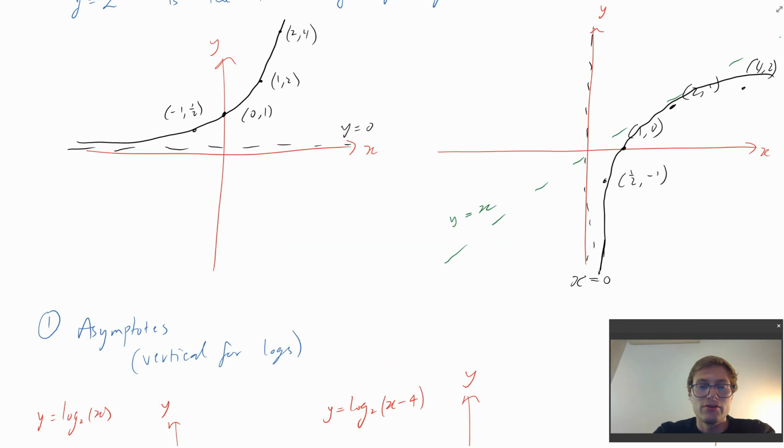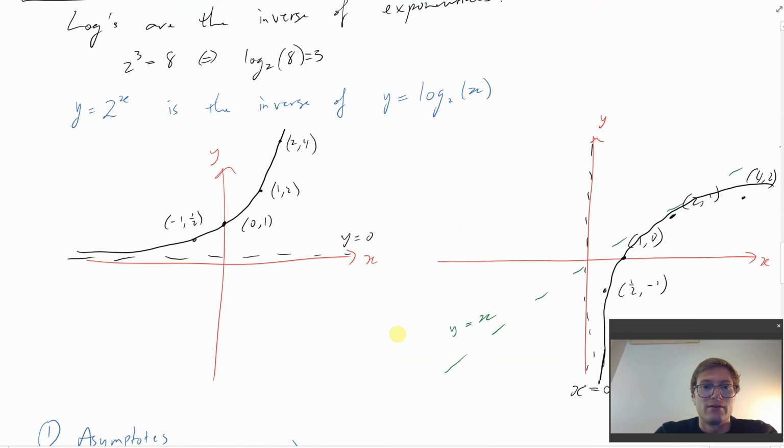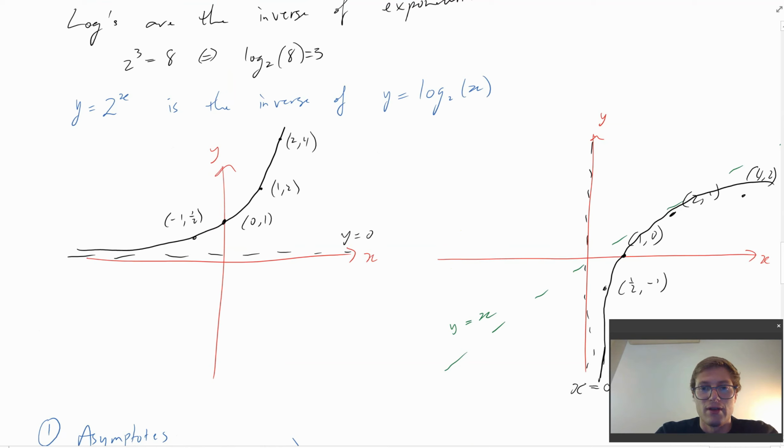So everything that used to happen to the exponentials is going to be the opposite when it happens to the logarithms. So instead of having a horizontal asymptote, we'll have a vertical asymptote. Instead of the vertical translations being the thing that matter the most, it's the horizontal translations which really matter the most.